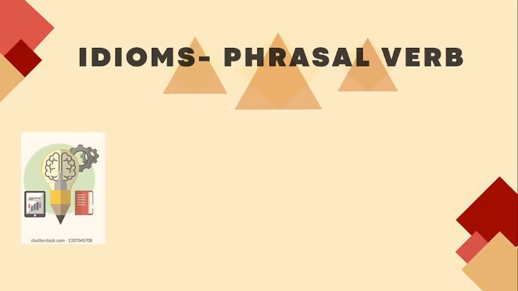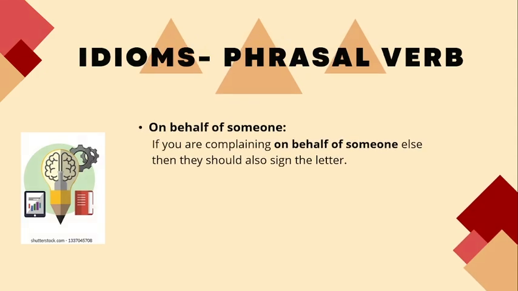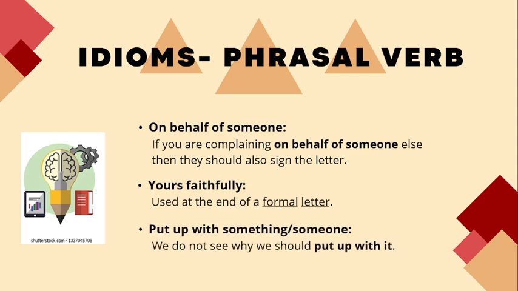Nouns, idioms, and phrasal verbs. For idioms, we have on behalf of someone, which means done for another person's benefit or support, or because you are representing the interest of that person. Put up with something or someone, that is a phrasal verb, is to accept or continue to accept an unpleasant situation or experience. We have some examples there too.